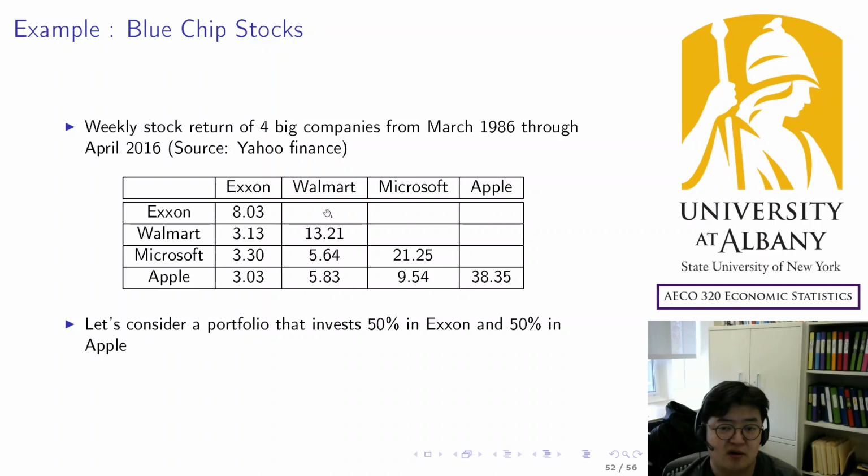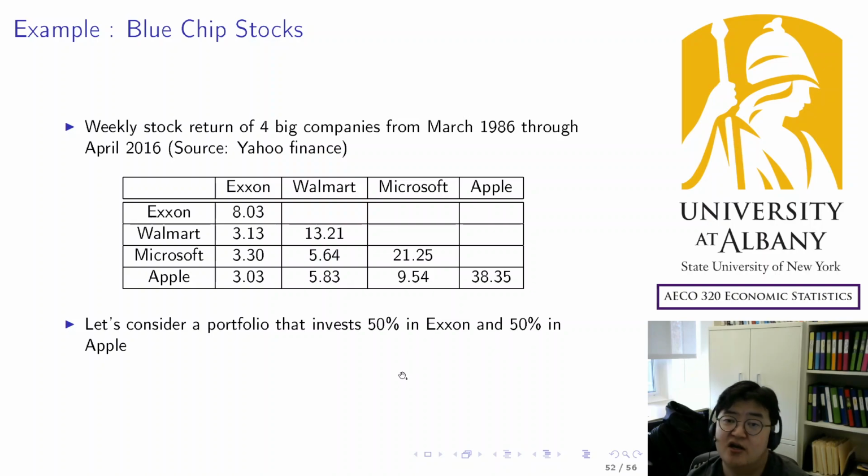So let me put it this way. Exxon's covariance with Walmart, Microsoft, and Apple are similar, and Walmart also has similar covariance with Microsoft and Apple. And you know what? All the assets have a positive relationship. And among these four, I am specifically interested in investing 50% of my assets in Exxon and 50% in Apple.